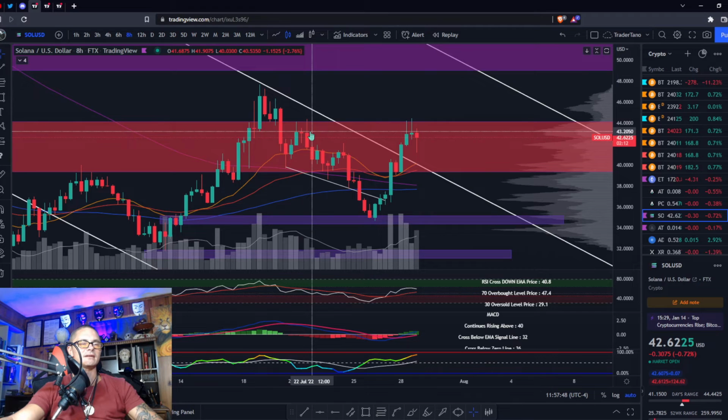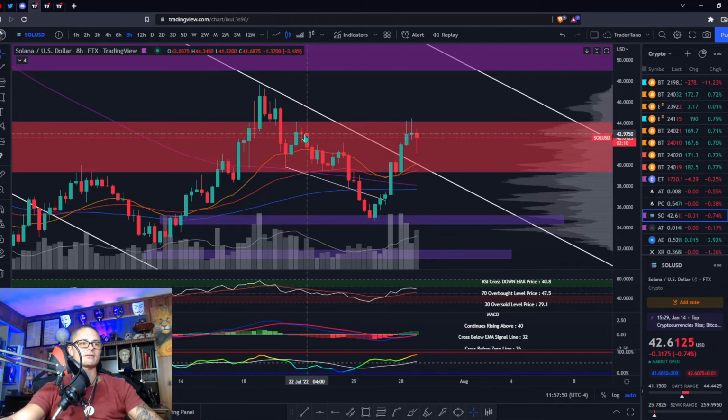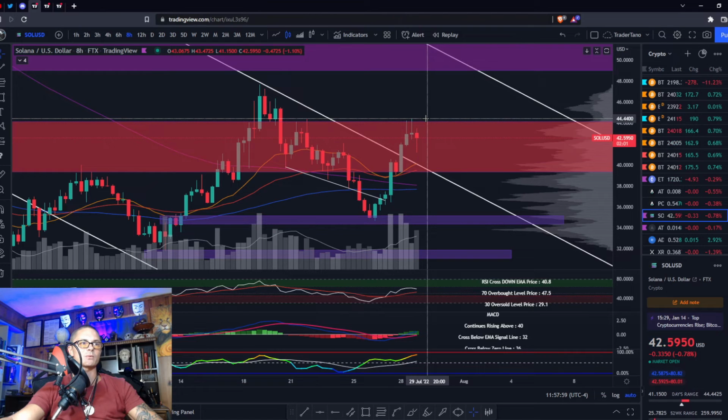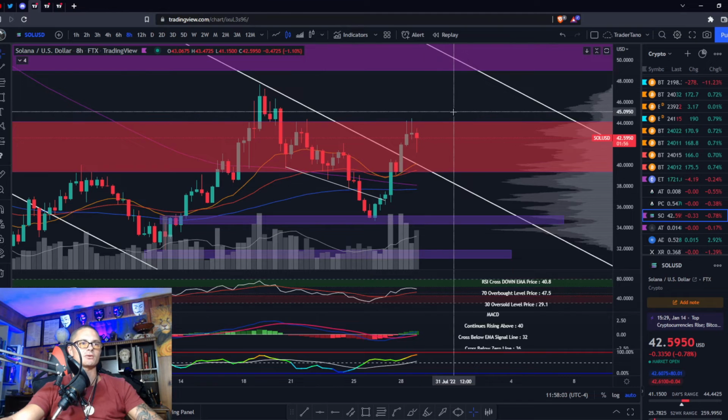Actually, yeah, I mean, we could be trying to make a lower high here. That would also confirm bearish divergence. So we need to get back above this last wick on a 1 hour closure at 44.44. We need to get a closure above there, or at least two there.